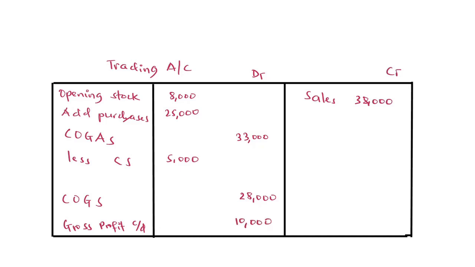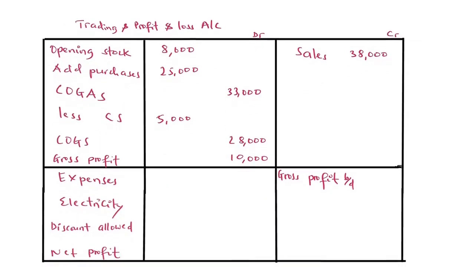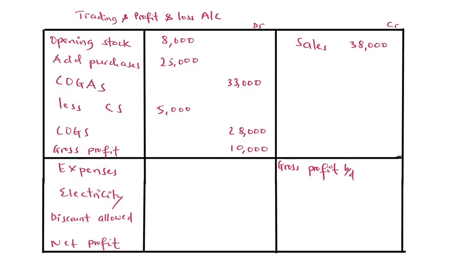Okay, now to find the net profit, we are going to list the expenses incurred during the period. So here we have electricity cost, which was 4,000. Then we have discount allowed, which was 2,000. The total expense equals to 6,000 from these values. Comparing to the gross profit of 10,000, our net profit is going to be 4,000. And these are going to be our answers.